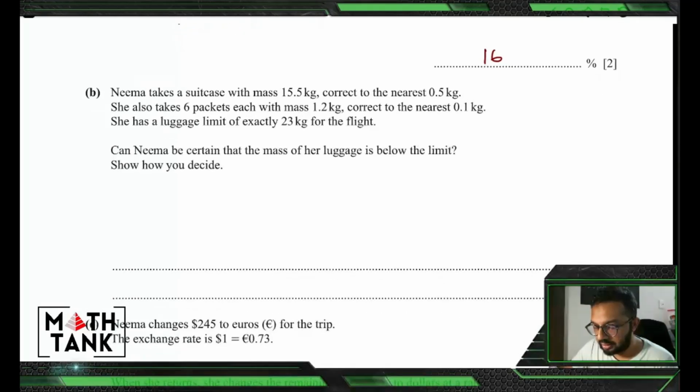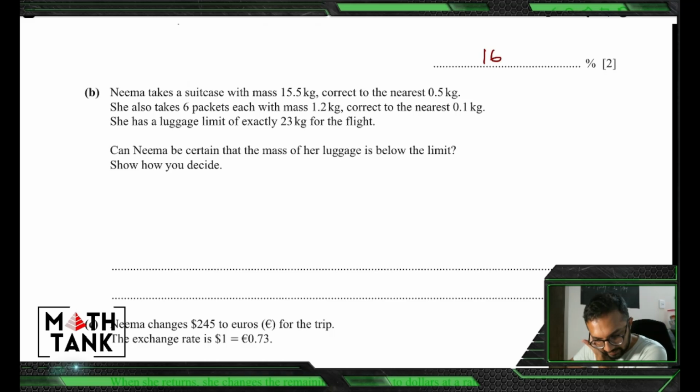Okay. Nima takes a suitcase with mass 15.5, correct to the nearest 0.25 kg. She also takes 6 packets, each with mass 1.2 kg, correct to the nearest 0.1 kg. She has a luggage limit of exactly 23 kg for the flight. Can Nima be certain the mass of her luggage is below the limit? So this question is about estimation and upper bounds and lower bounds. So approximations basically. That is what you have to do here.